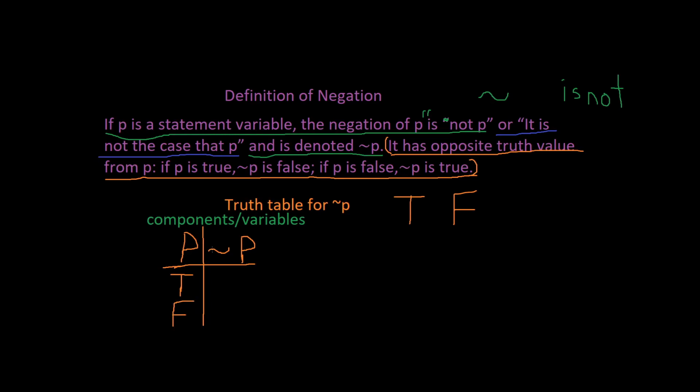And so if this is not P, then it's going to be the opposite of what this says. So this says the opposite. So that obviously means that if P is true, then is not P is false. And so right here, if P is false, then is not P has to be true. And so that's how we make a truth table. So this is a really rudimentary truth table.